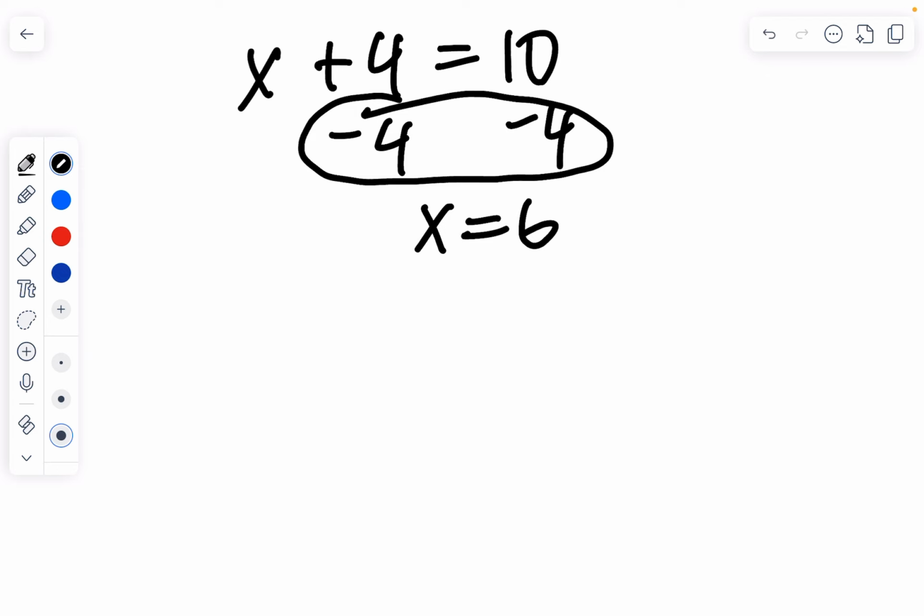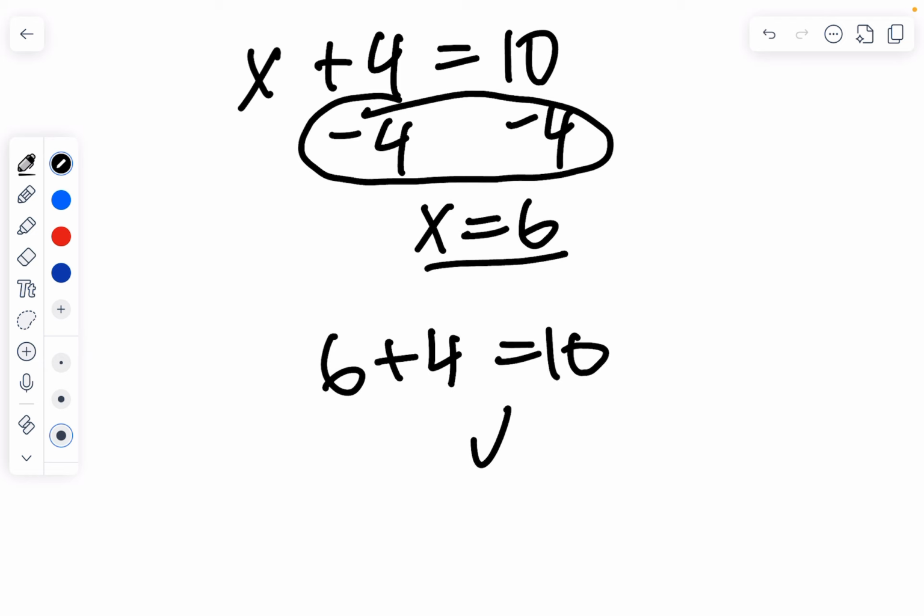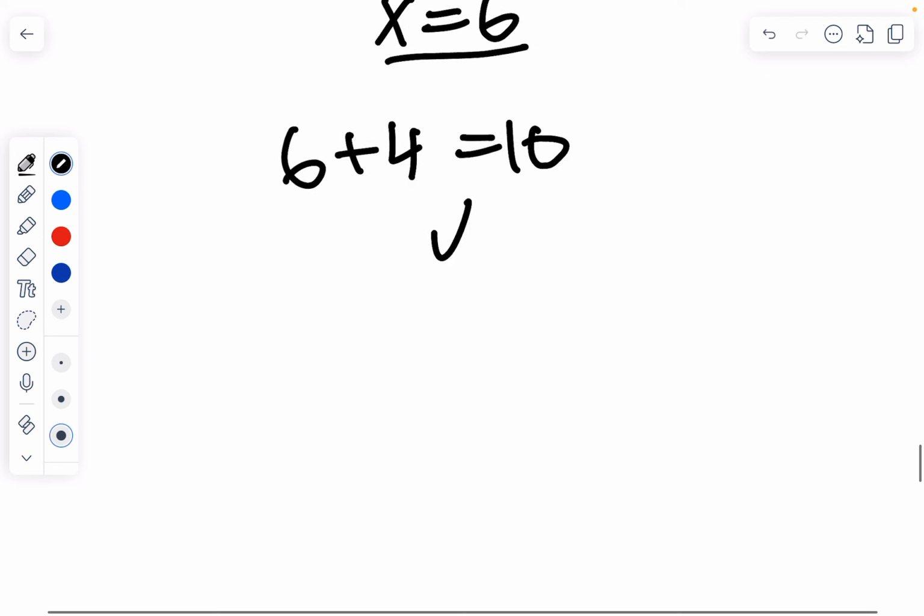And finally, always check your answer by plugging it back into the original equation. So we should always take our answer, like x equals 6, and plug it back into the original equation. 6 plus 4 equals 10. That is true. So practice is essential toward understanding this, since this is the basis of all the future math you'll learn.